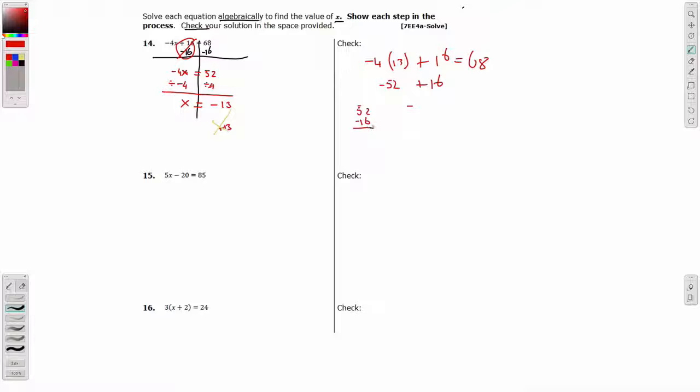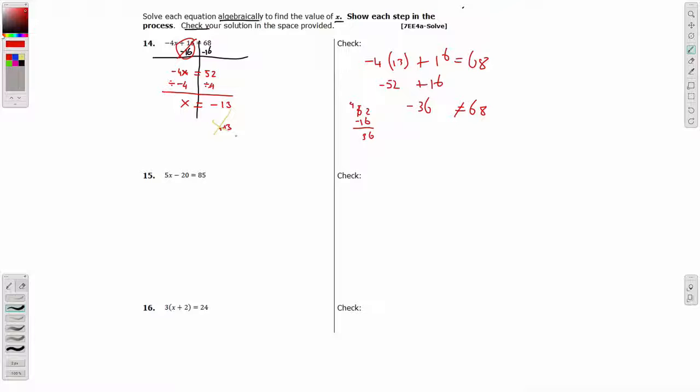52 minus 16. 12 minus 6 is 6. Borrow, so that'll be 4. 4 minus 1 is 3. That's going to be negative 36. Well, wait a minute. Negative 36 is not equal to 68. So clearly, 13 is the wrong answer.